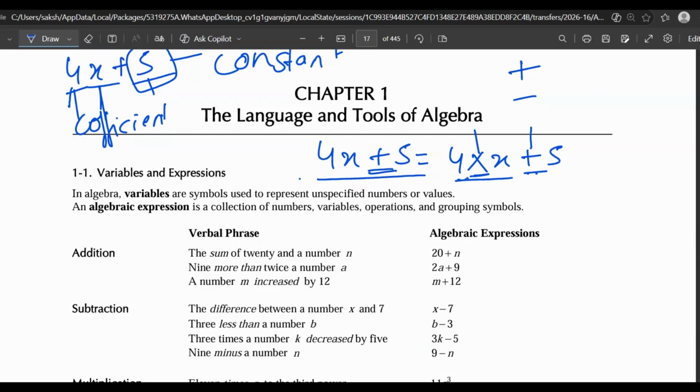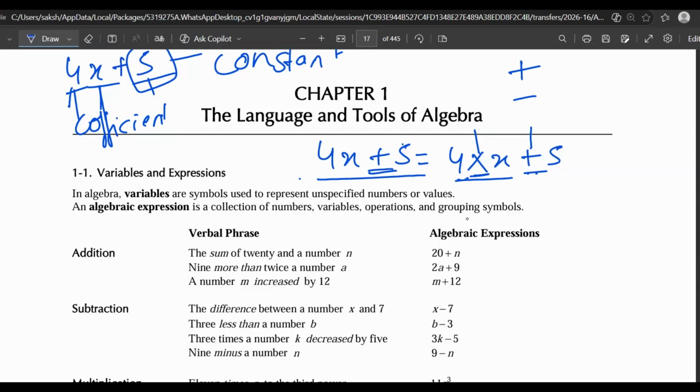Now, here I am using the word again and again. What is an expression? An expression is a collection of numbers, multiple numbers, variables, operations, and some grouping symbols, that is addition, subtraction, whatever things I'm going to use here, even parentheses also. Here, an expression is a collection of these. Okay, can anyone tell me what's the difference between an expression and an equation?